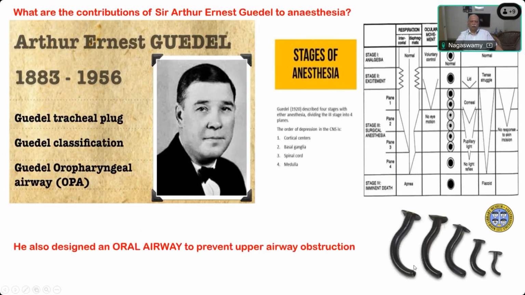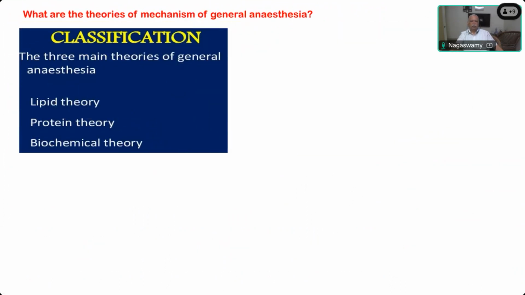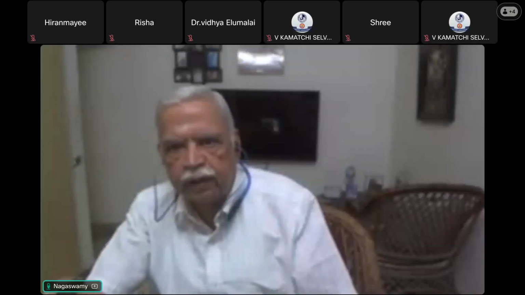The original one was a metal one, not the plastic that we use here. So he used different sizes of this black metal oropharyngeal airway. And the mechanism, we will not go into that. The name that we have to remember is this. And of course, the theory of how volatile anesthetic agents work and all that can be part of that, but it isn't time to discuss that now. So we'll stop here.